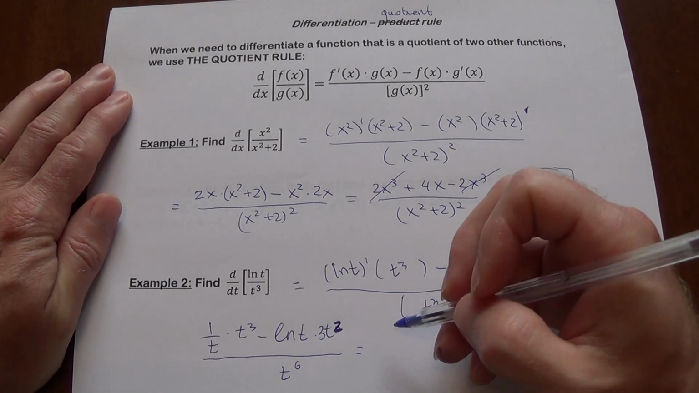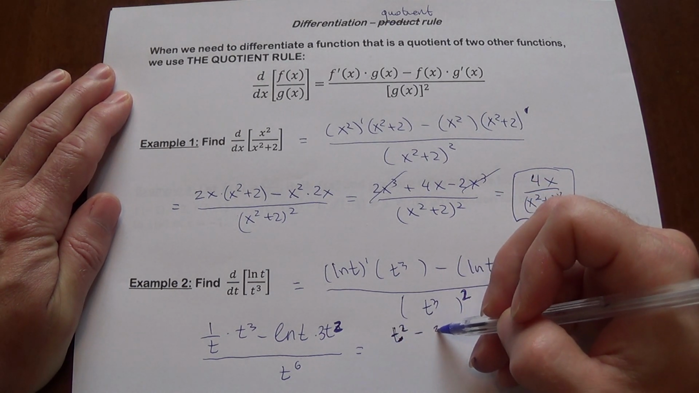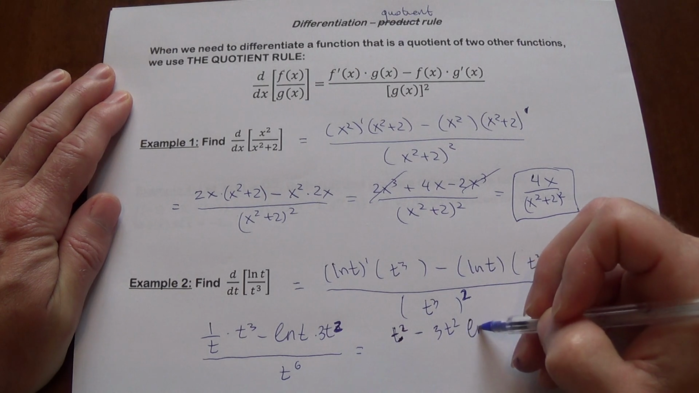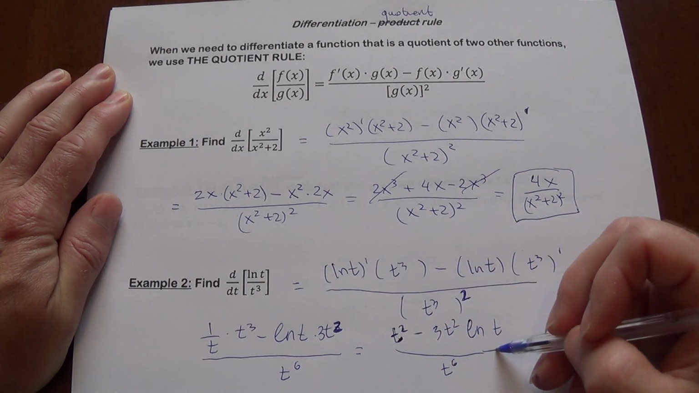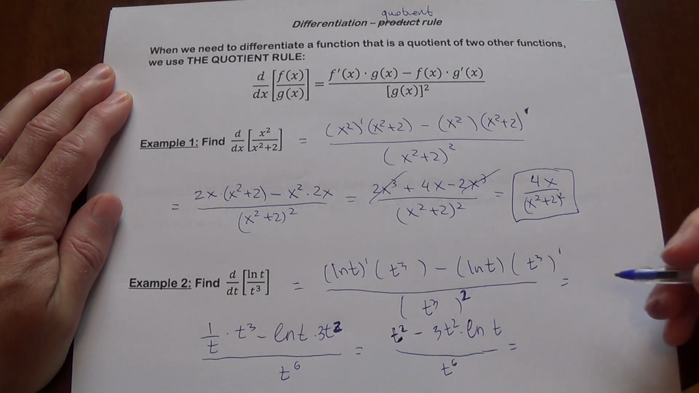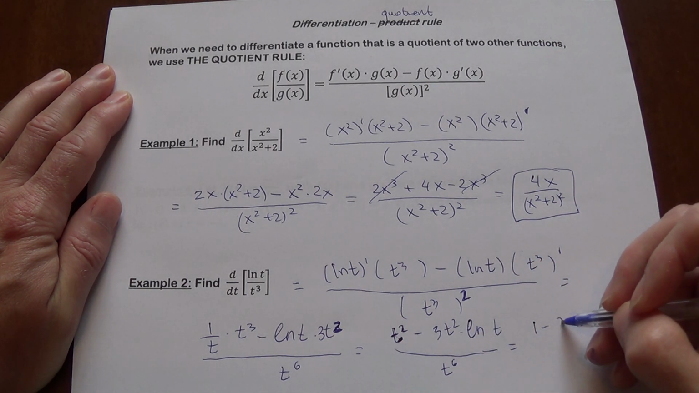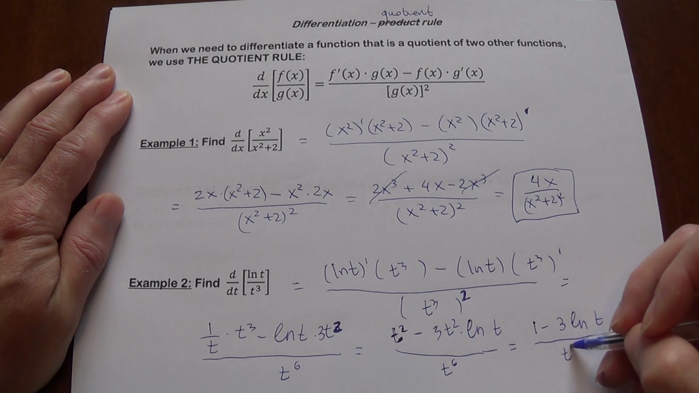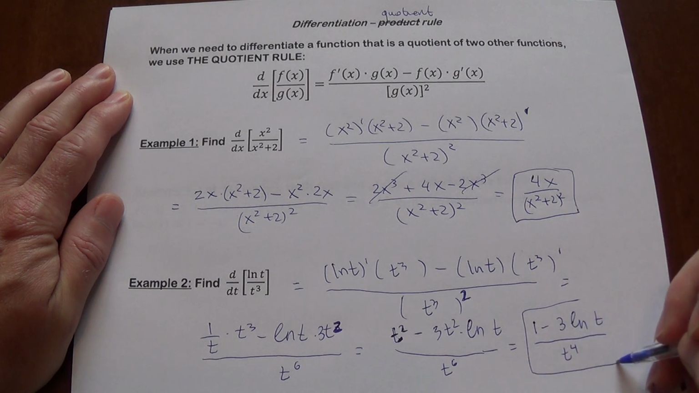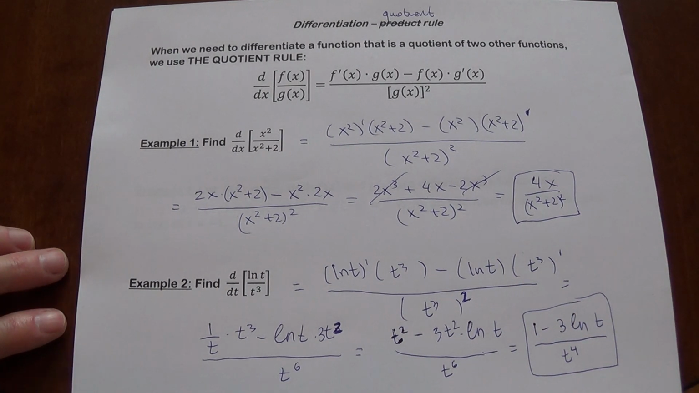So we are going to get t squared minus 3t squared ln t all over t to the 6th. We can actually divide top and bottom by t squared. This is going to give us 1 minus 3 ln t divided by t to the 4th. And that's our answer.